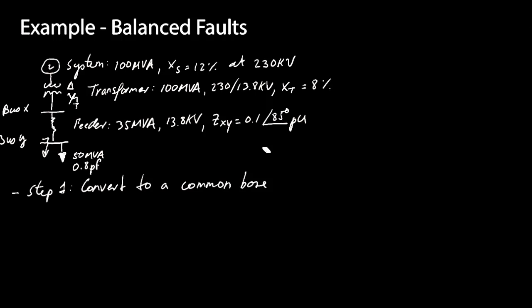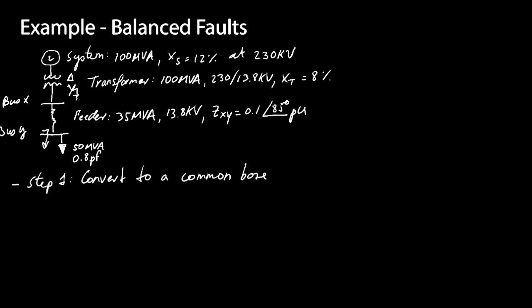So that's important because of course we can't use this per unit value, because it's on a different base than the system and the transformer. So we need to convert that impedance to the same base as the other stuff in the power system. So in this case, we're going to pick 100 MVA as our power base, since both the transformer and the system have 100 MVA base, and we're going to convert the feeder to 100 MVA. So let's see how we can do that.